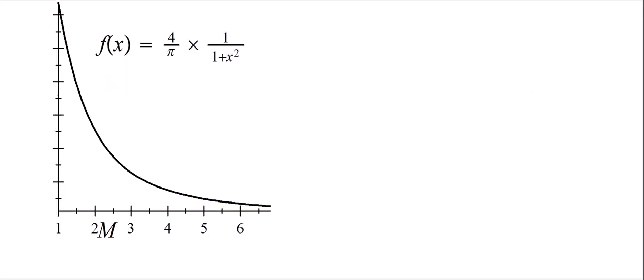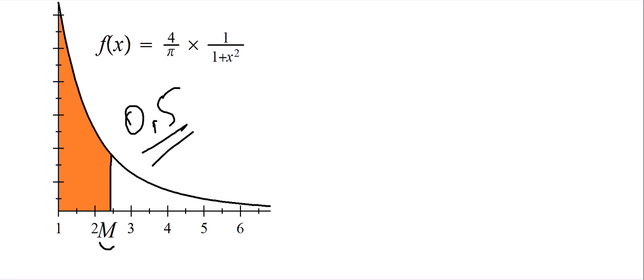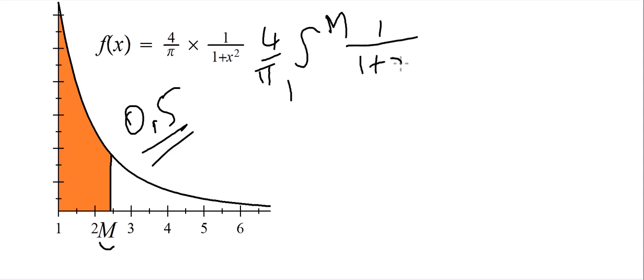Now say we have to find the median of this distribution. That is the value m such that the area to the left of m is 0.5 as well as to the right of m is 0.5. So in other words, this orange area is simply 0.5. That's what we have to find. So what we are going to do now is look at the integral from 1 to m of 4 over pi times 1 over 1 plus x squared dx, and we just evaluated it.